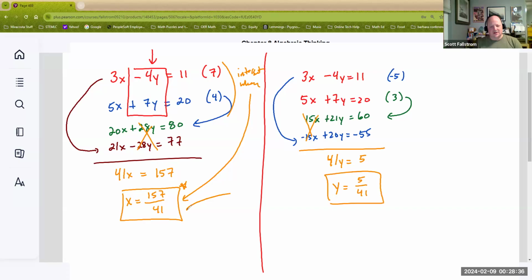So what you do is you say, well, actually now I know where these lines intersect, and they intersect at 157/41. That's the x coordinate, and 5 over 41, that's the y coordinate. So there you go. Now, if I were you, I would want to check this, okay?